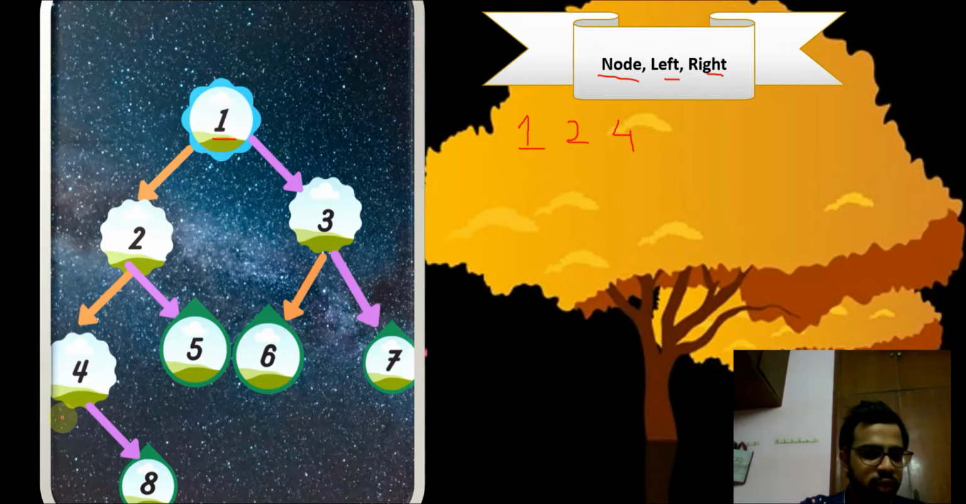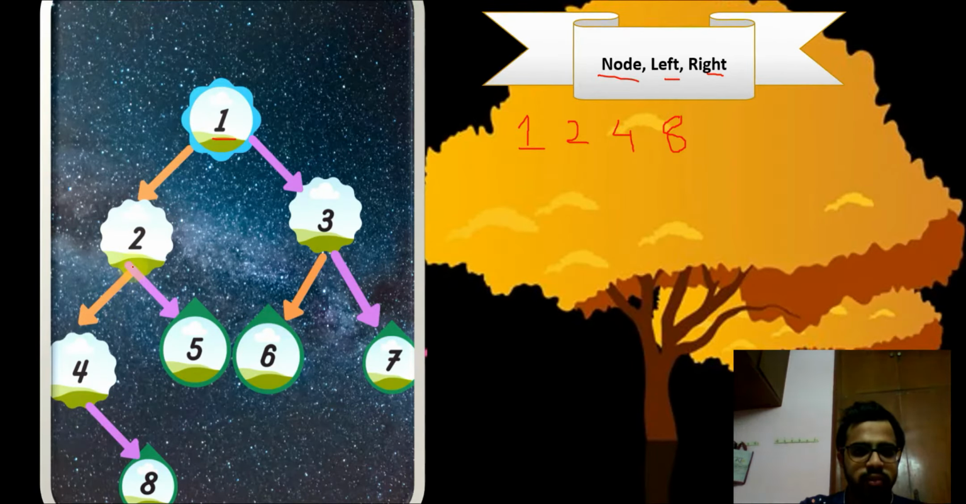Now after printing 4, do we have anything on the left? No, we don't. But do we have anything on the right? Yes, 8. For 8 again we follow node, left and right. So we print 8 here, and then it's pretty much done. We have no left, we have no right, so we return. 4's left is done, right is done, we return.